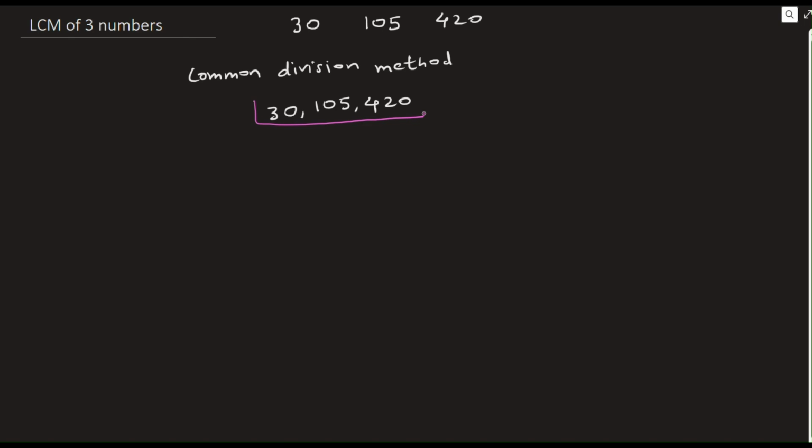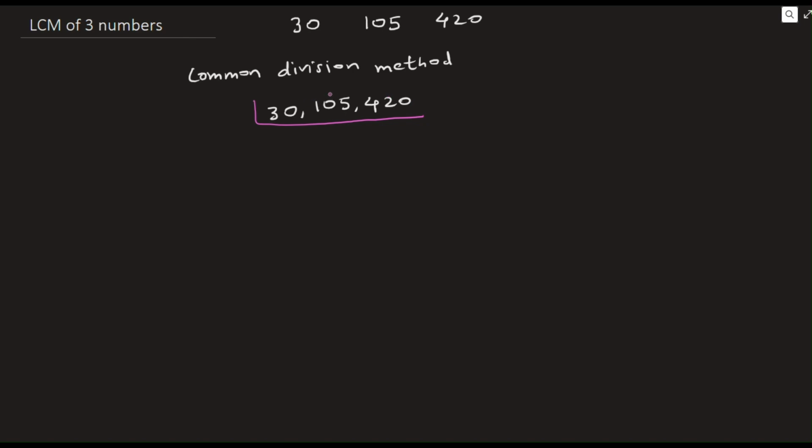Common division method I'm doing. So the numbers are 30, 105 and 420. Two of these numbers are even, that is 30 and 420, as their units place is 0, right? But 105, the units place is an odd number, so it is not even. Since one number is odd, I cannot put 2 here as a common prime number that divides the three numbers. So I have to consider the next prime number, which is 3.